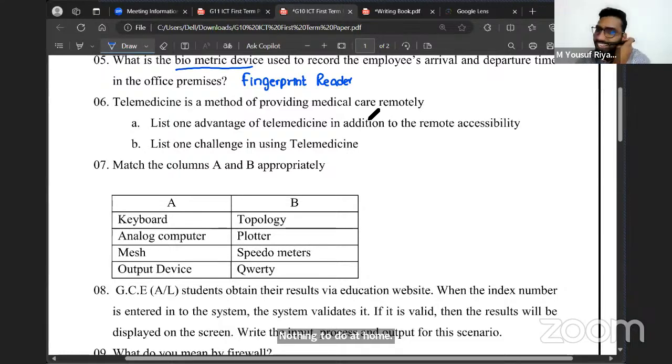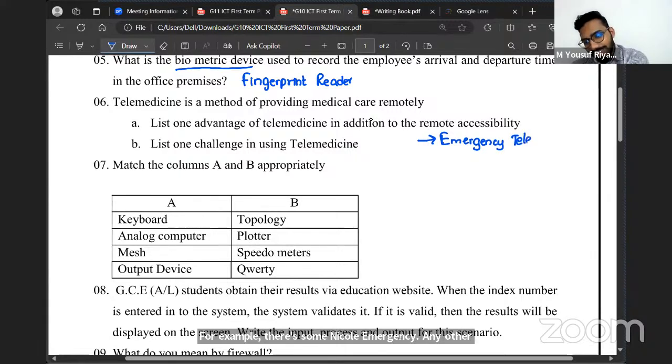Anyway, fine. Next one. Telemedicine is a method of providing medical care remotely. List one advantage of telemedicine in addition to remote accessibility. There are several advantages of telemedicine. For example, there's something called emergency telemedicine. Tell me the other advantages you all know before I write.